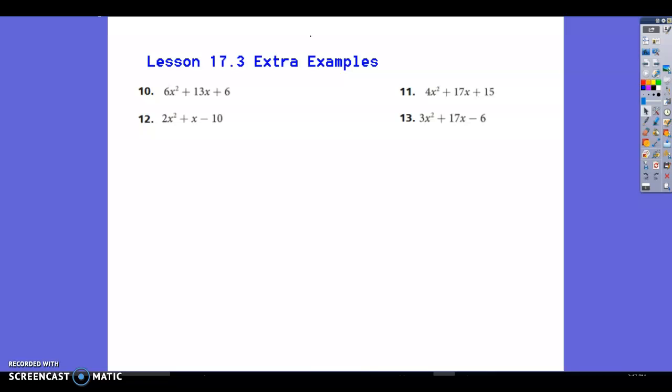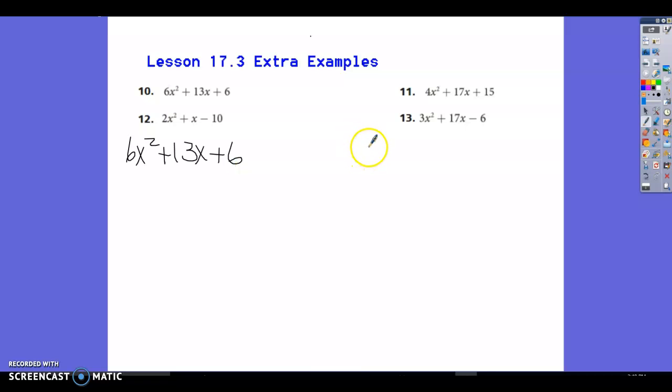All right, lesson 17.3 on factoring. I'm going to do a couple more examples before we go on to the next task. So let's look at number 10 here. It says 6x squared plus 13x plus 6, and I want to factor this expression.